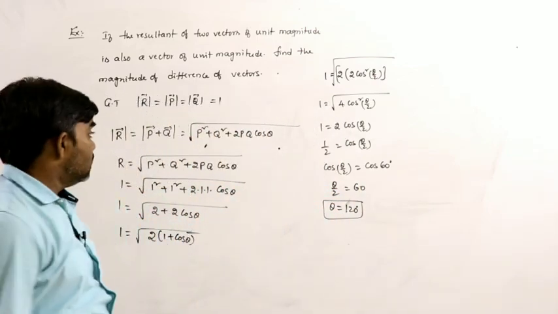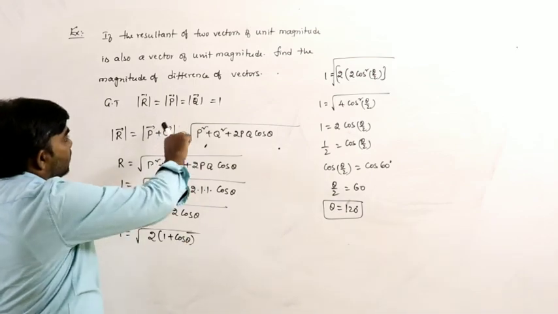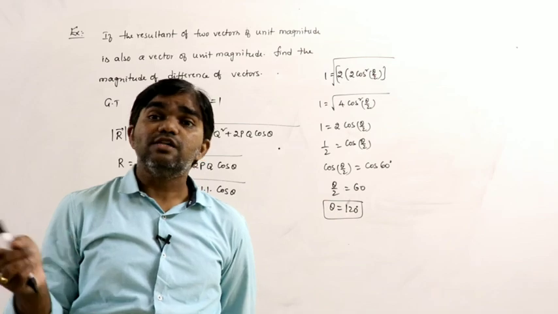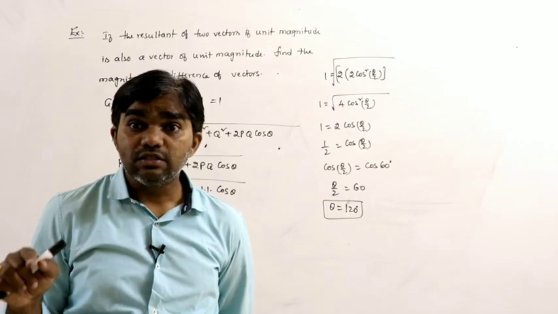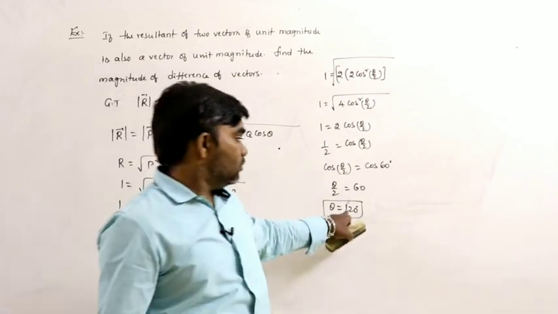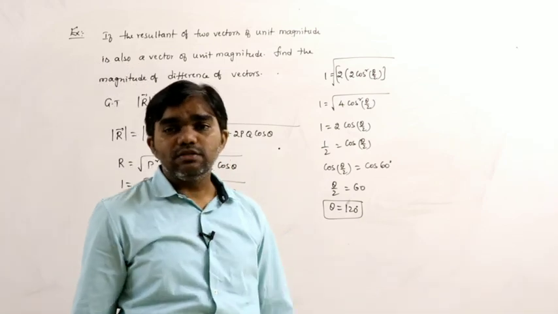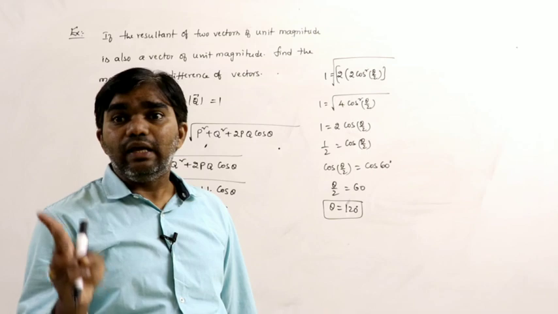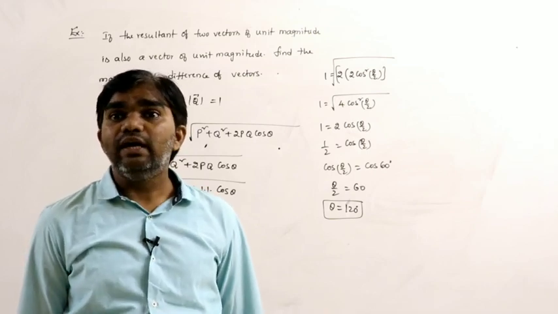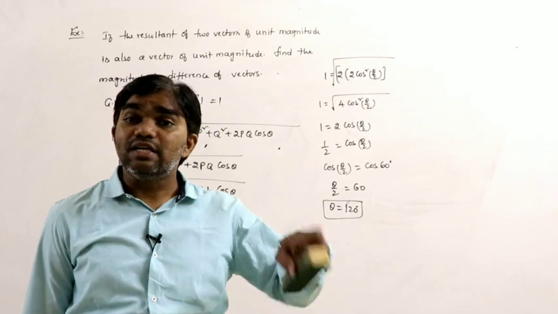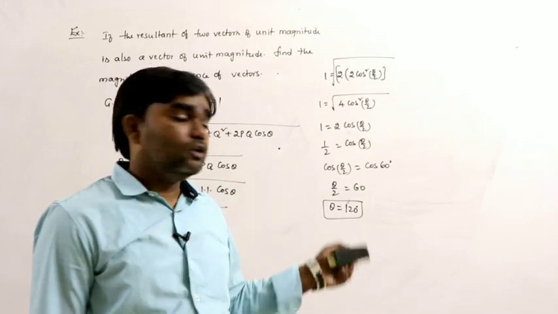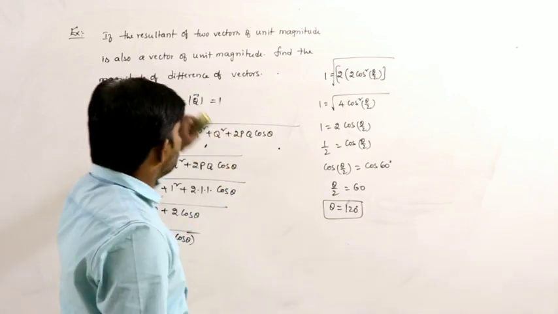So that means the resultant of two unit vectors is also a unit vector. What is the angle between those two vectors? 120. That means if two unit vectors are inclined at an angle of 120 degrees, the resultant is also a unit vector. But what do we have to calculate here?